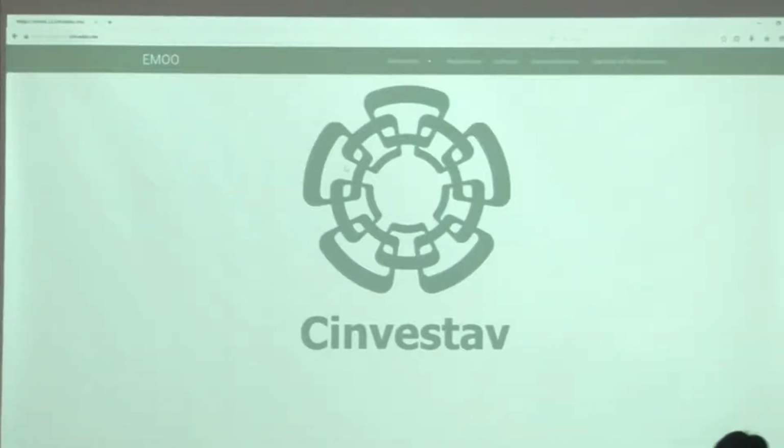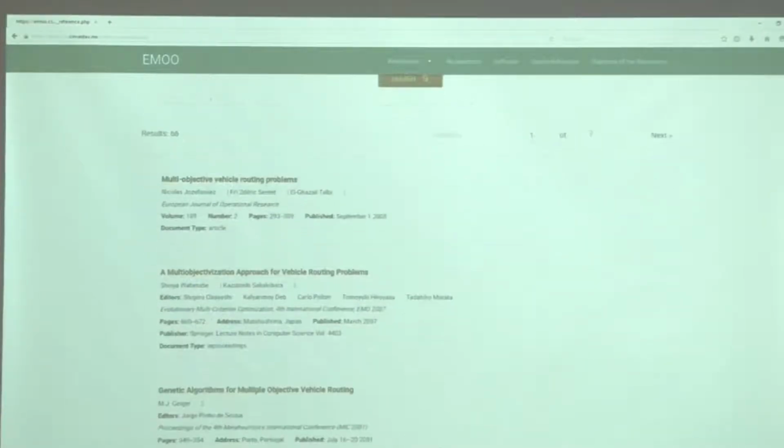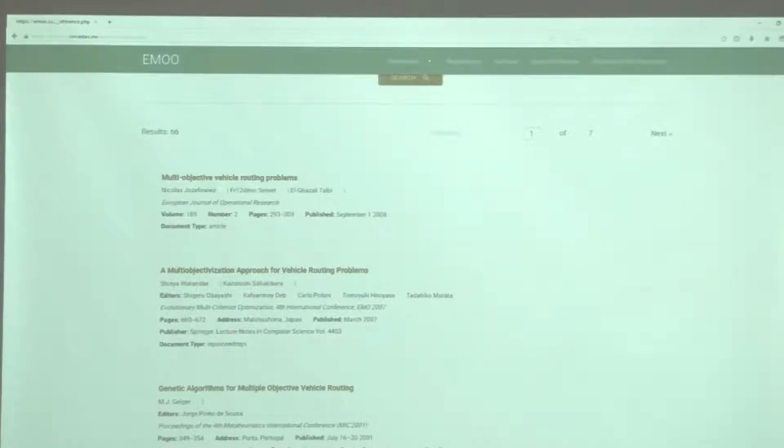Yeah, it worked. So, in case you are interested, you can go to the EMO repository. We do have now a search engine. So you just put a term, for example, vehicle routing. You want to know what papers we have in the repository on multi-objective vehicle routing. So just put it, and you will get the hits. And you will find, in a few cases, not that many, we have the PDF.